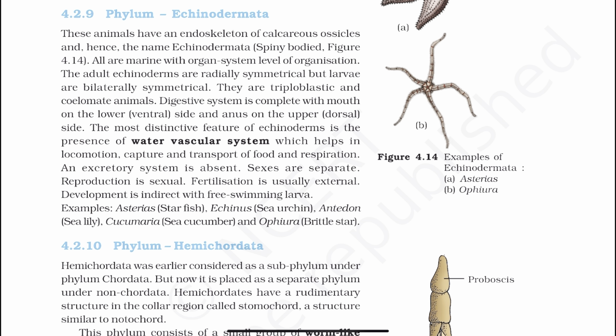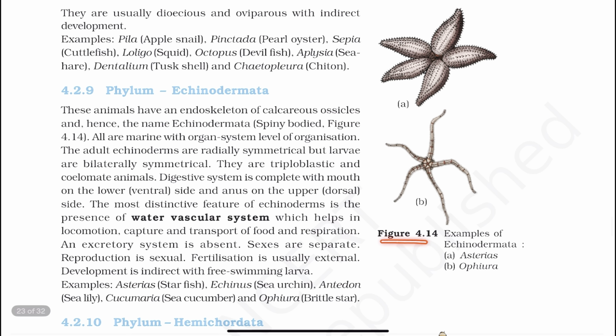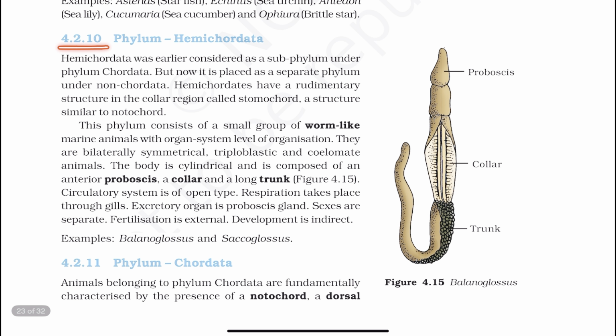Sexes are separate, reproduction is sexual, fertilization is usually external, development is indirect with free-swimming larvae. Examples: Asterias, starfish; Echinus, sea urchin; Antedon, sea lily; Cucumaria, sea cucumber; and Ophiura, brittle star. Figure 4.14 Examples of Echinodermata. A. Asterias. B. Ophiura. 4.2.10 Phylum Hemichordata.